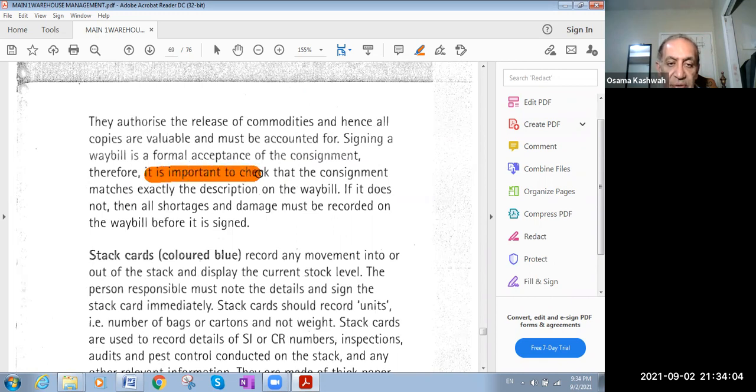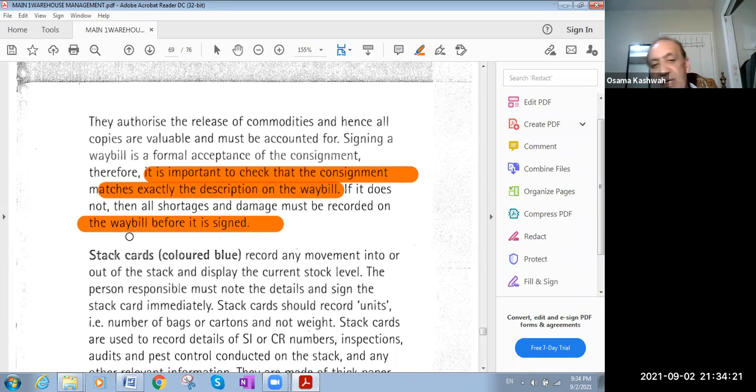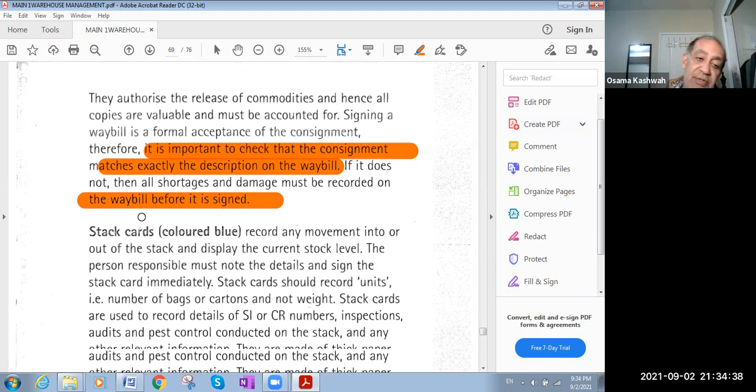It is important to check that the consignment matches exactly the description on the waybill. They must be exactly the same. If it does not, then all shortages and damages must be recorded on the waybill before you sign. So if you find anything against the qualities and the standards, you should put it in the waybill before you sign for this document.